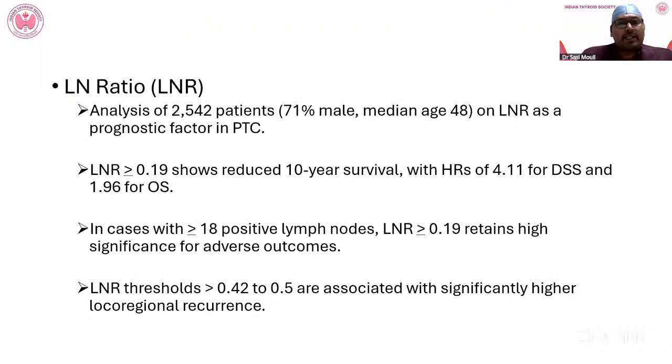Now coming to lymph node ratio, that is the number of positive lymph nodes to the number of lymph nodes dissected. So a lymph node ratio of more than 0.19 shows reduced 10-year survival. And also a lymph node ratio of more than 0.19 with 18 positive lymph nodes is of very high significance for adverse outcomes. Also, as the ratio increases, the local regional recurrence chances will be more.